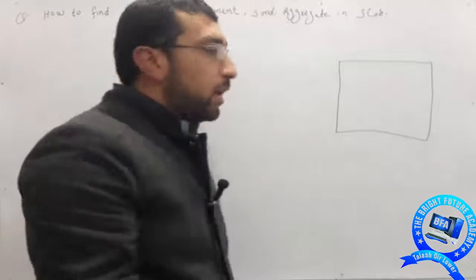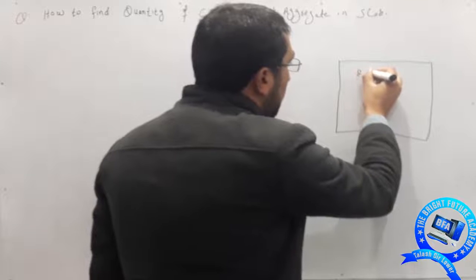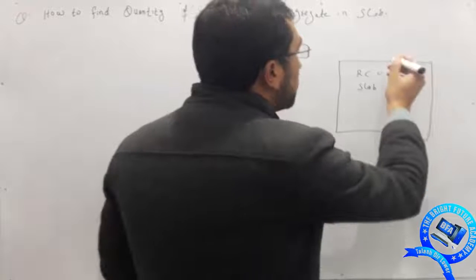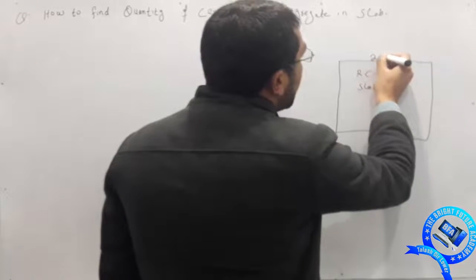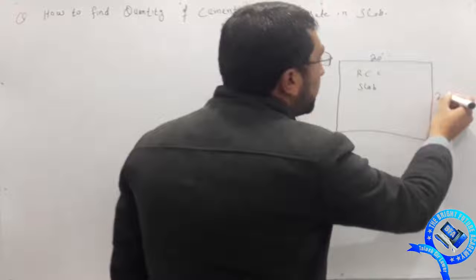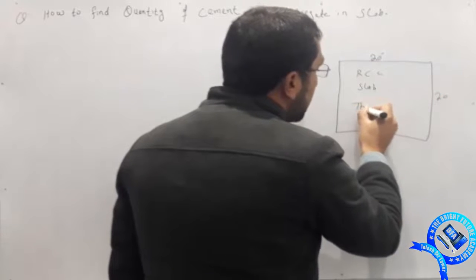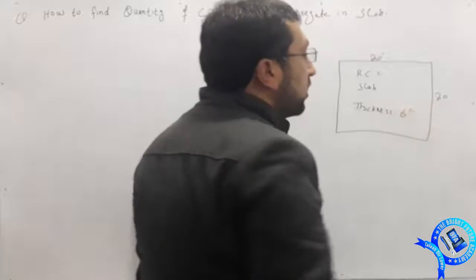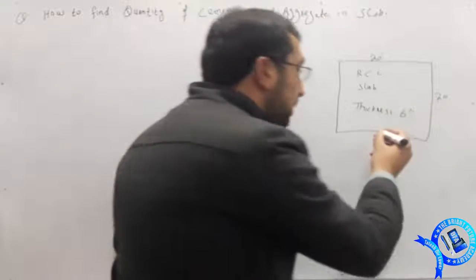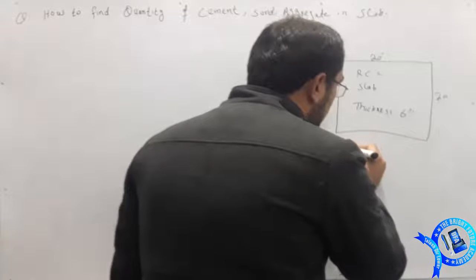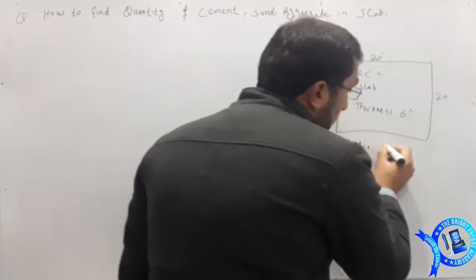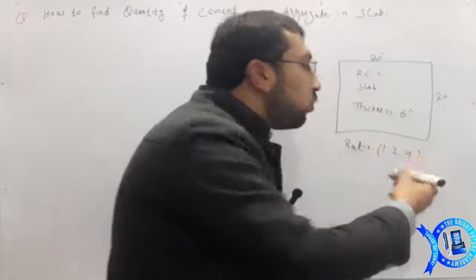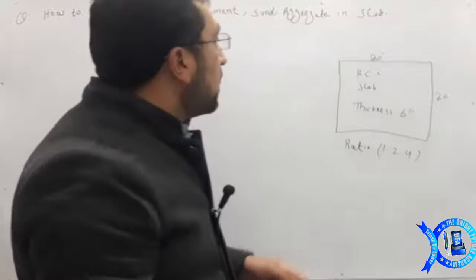RCC slab. The length is 20 feet, the width is 20 feet, and the thickness is 6 inches. The ratio is one is cement, two is sand, and four is aggregate.